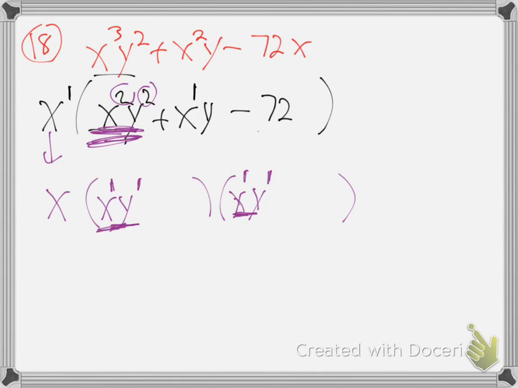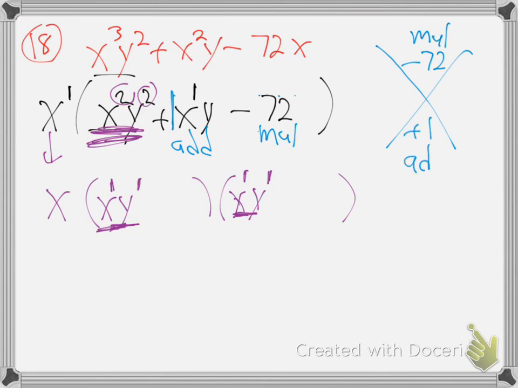Okay, now for the numbers. I'm looking for two numbers that multiply. Let me put it here. They multiply to be the back number. They add to be the middle. Now, I don't see a number in the middle. What number's really there? 1. Invisible 1, huh? So they multiply to be negative 72. They add to be plus 1 in the middle, don't they?